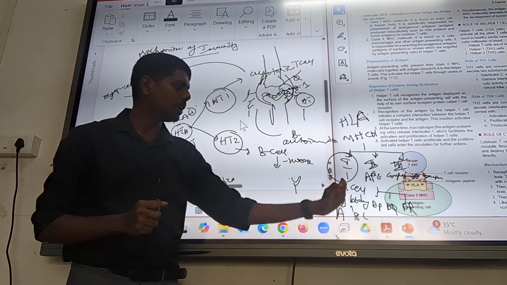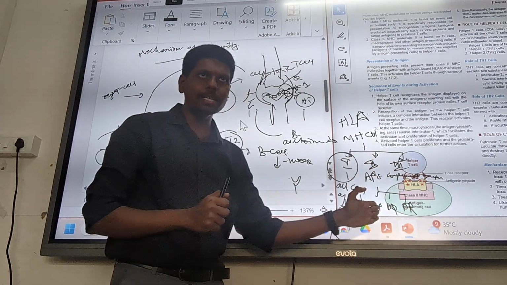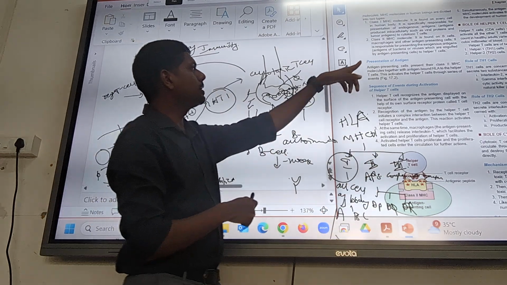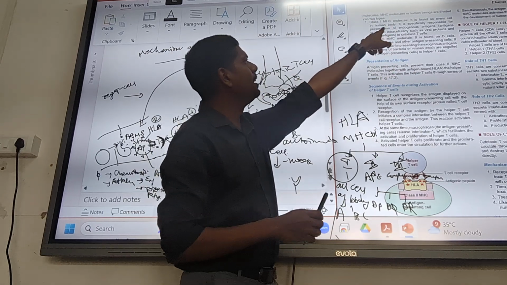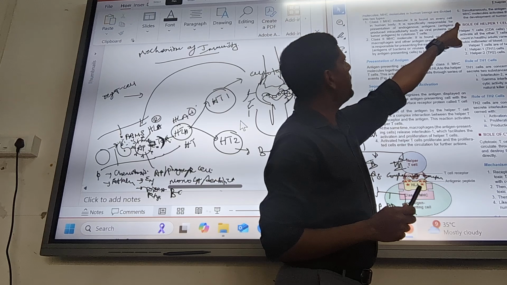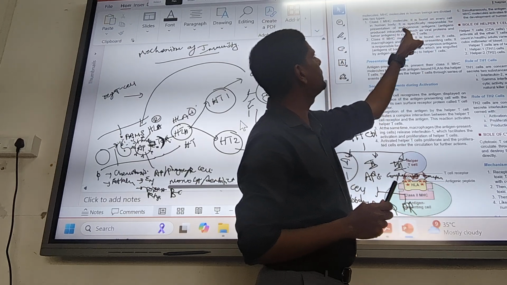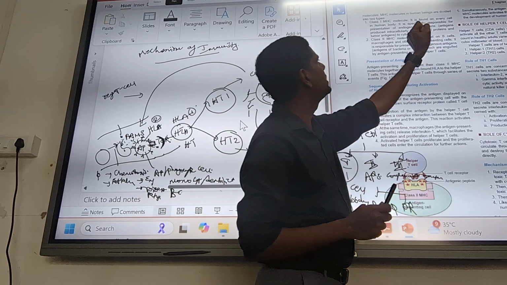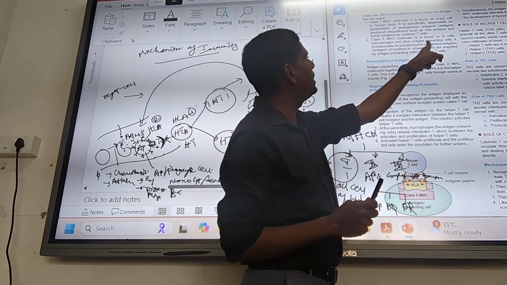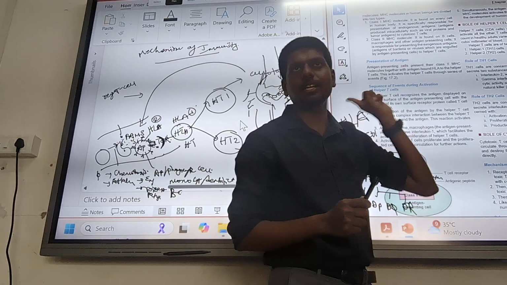MHC class 1 is present on all cells of the body, whereas MHC class 2 is only present on the antigen presenting cells. This is what this textbook stated here. Class 1 MHC molecules are found on every cell of the human body, especially responsible for presentation of endogenous antigens. Okay, you just remember endogenous. Whereas class 2 molecules are found only on B cells, macrophages and other antigen presenting cells.